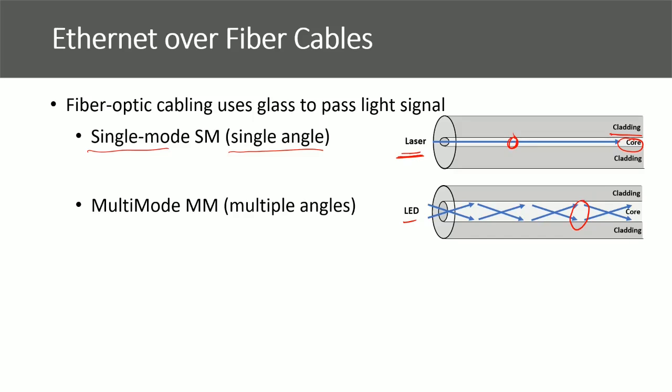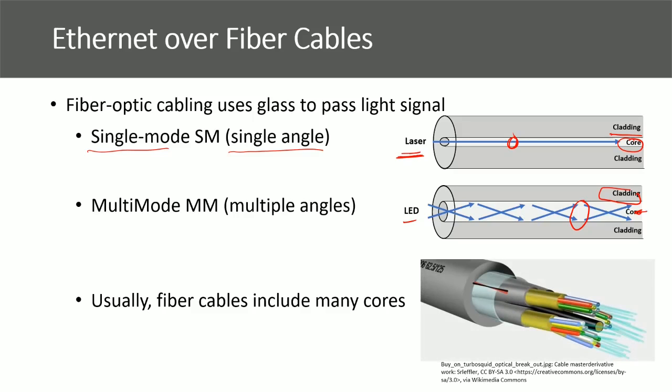In all cases, there should be cladding to protect the core from the environment, and this core part is very sensitive and can be easily broken. When laying fiber for long distances, usually a fiber cable includes many cores, and these cores are sometimes grouped and protected by multiple layers of protection to avoid any damage to the core part, which is very sensitive.